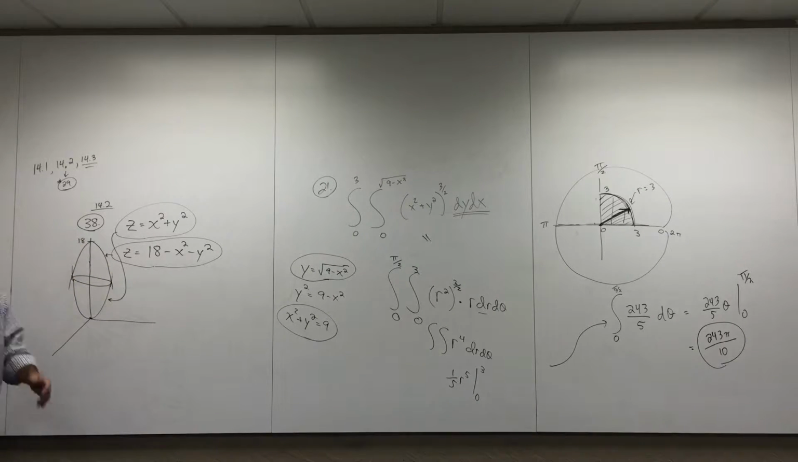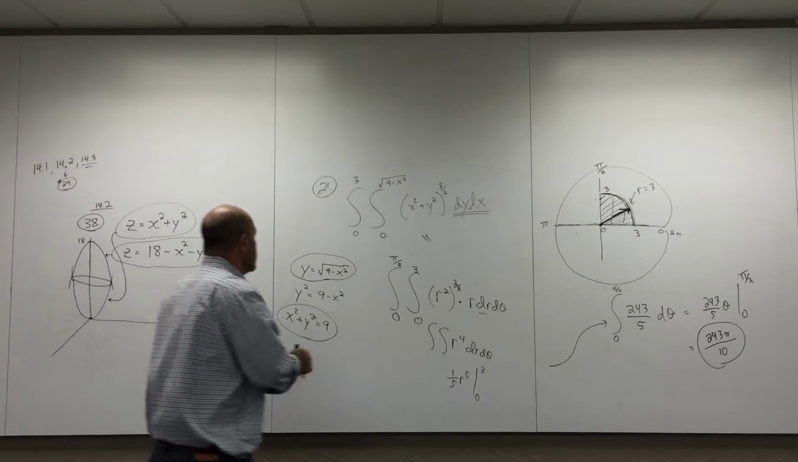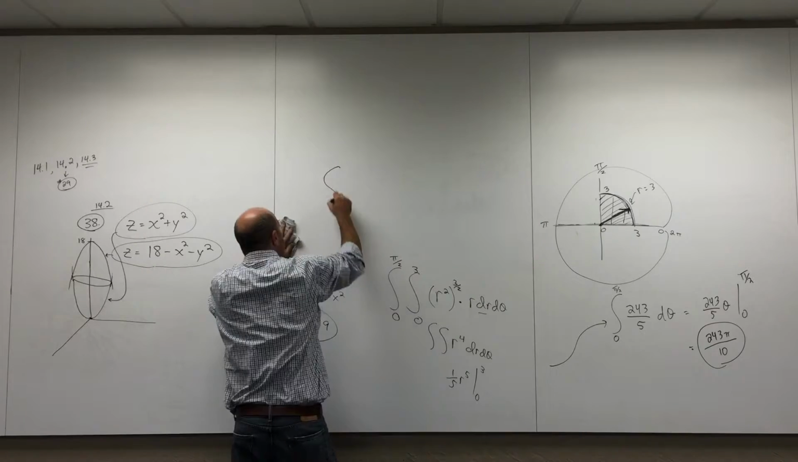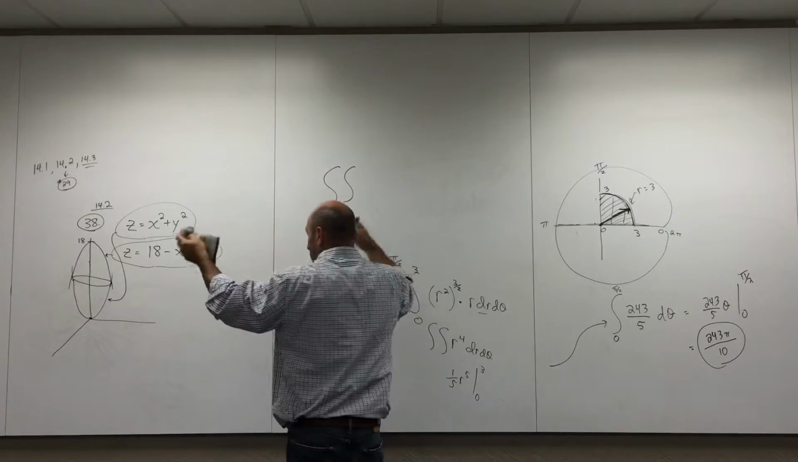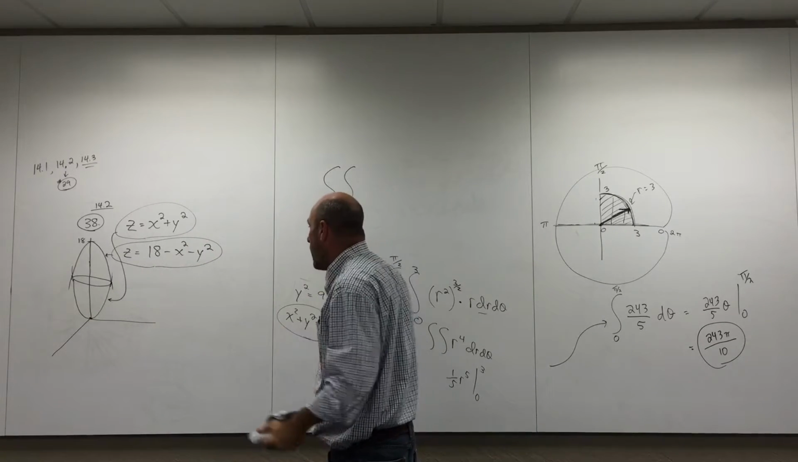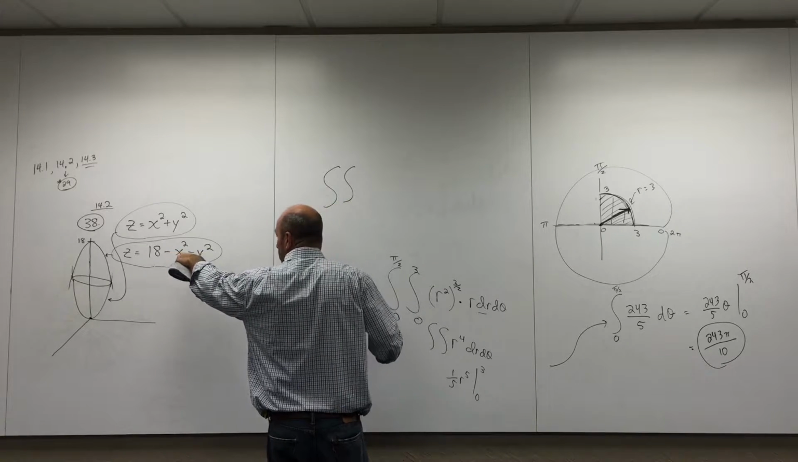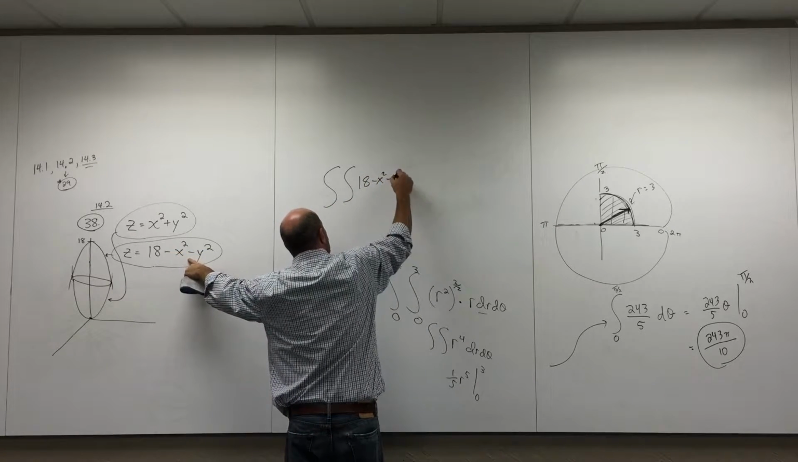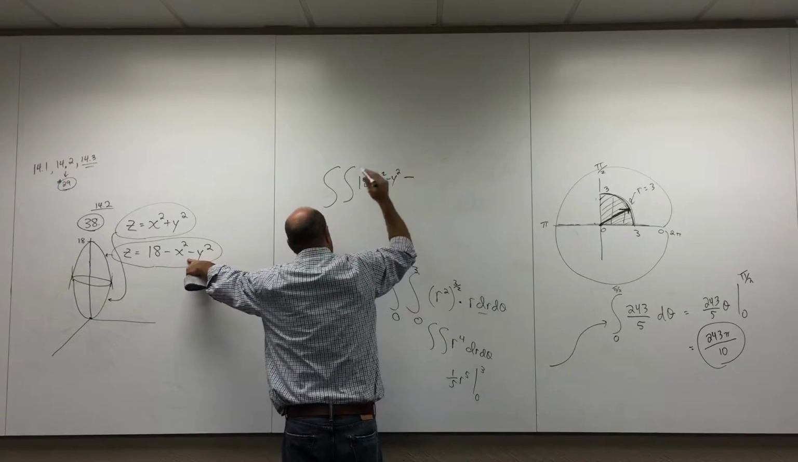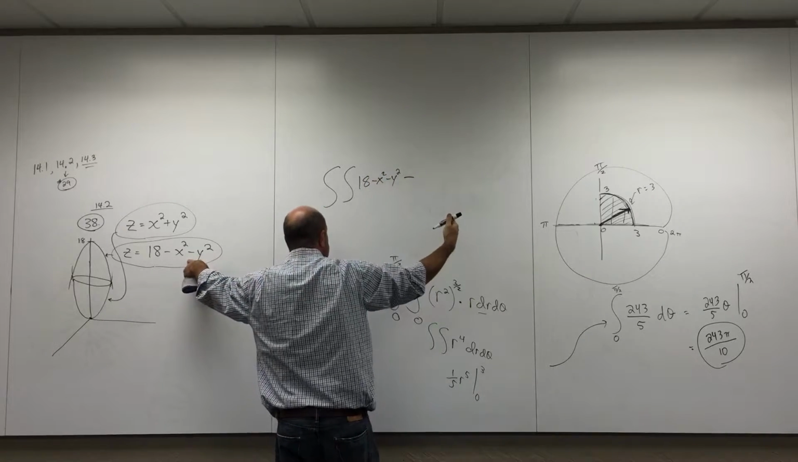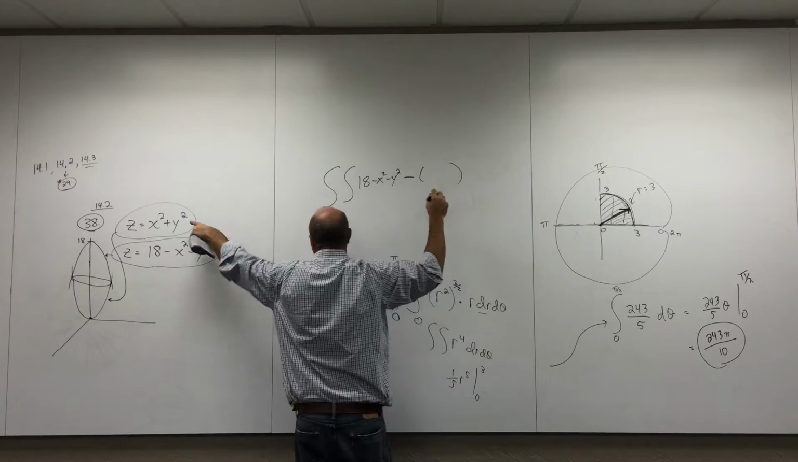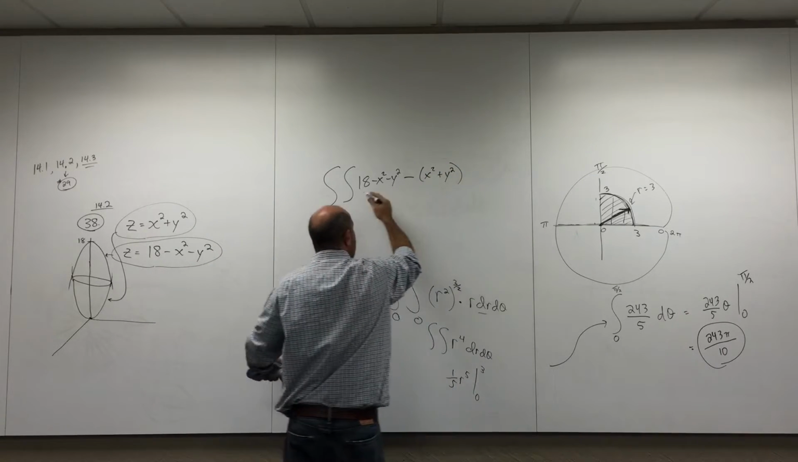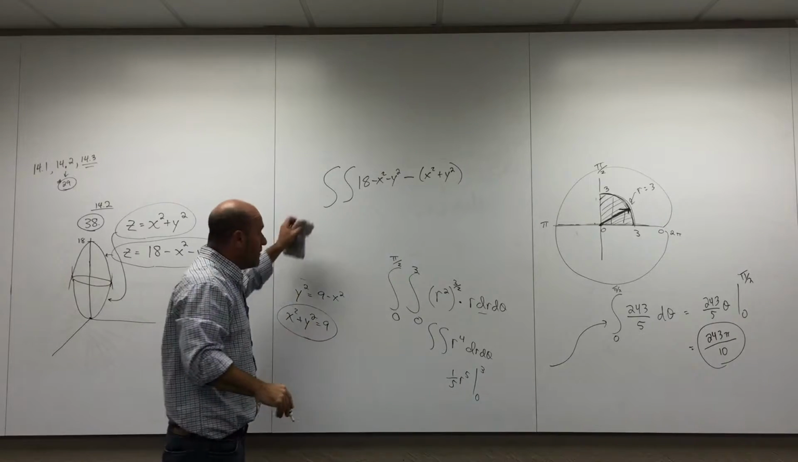Well then, okay, you're onto something. You told me what to do. You said, set up a double integral, top curve minus bottom curve, kind of like the old Cal 1 idea. Top surface, 18 minus x squared minus y squared, minus, top z minus bottom z. And my bottom z was this one, x squared plus y squared. That's pretty cool. I can clean that up a little.